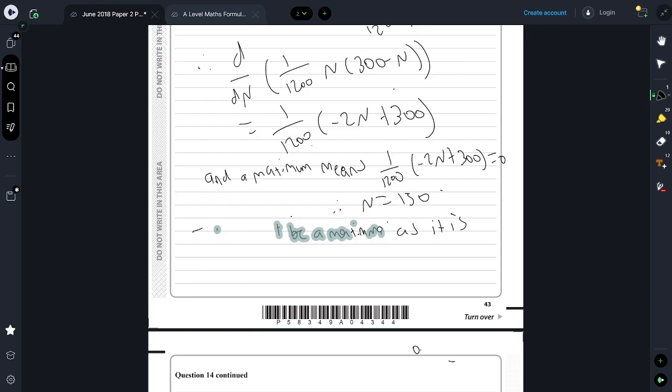I do apologise. I think it would be better if I did it in my own time first and then explained it afterwards without any mistakes. But I think this is good. This is raw. I feel like it shows the natural working out. Anyway, so we need to verify this is indeed a maximum.